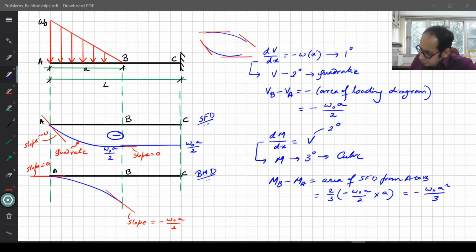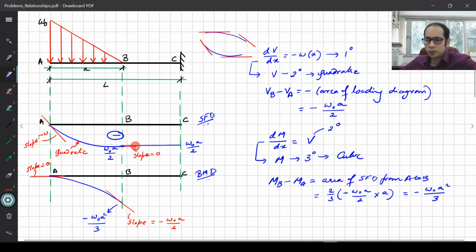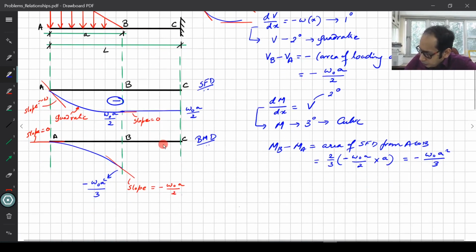So here the value of my bending moment at this particular point is nothing but what I just calculated here. So that is going to be minus W naught A square by 3. Now what is remaining is this portion from B to C. Now you take a look from B to C. Here the shear force is of degree 0. So let's just write that down. From B to C, my V is of degree 0.